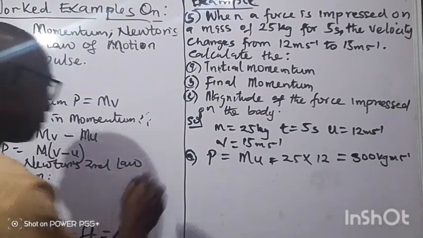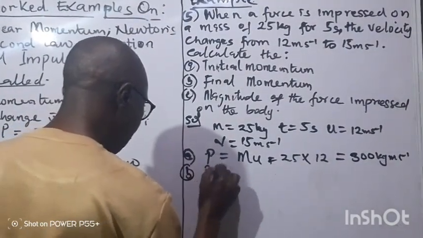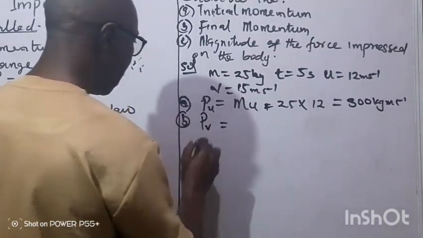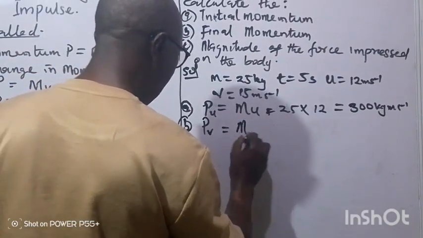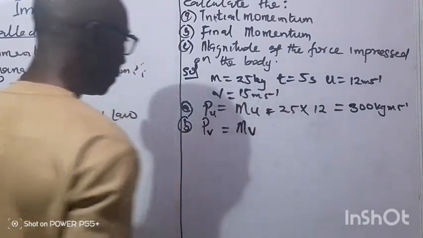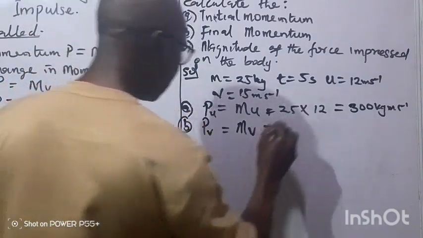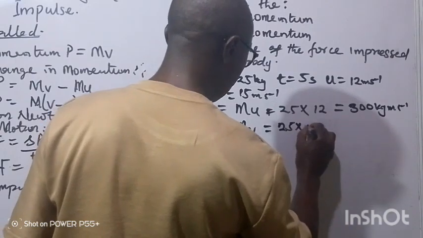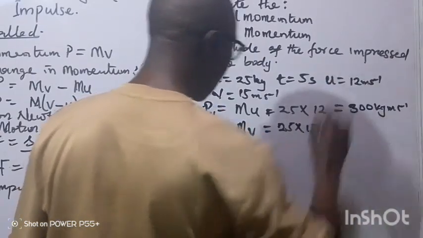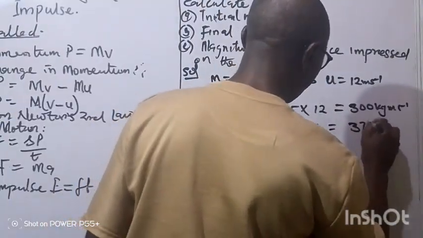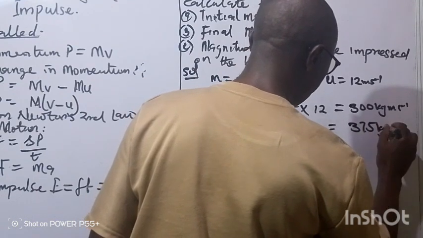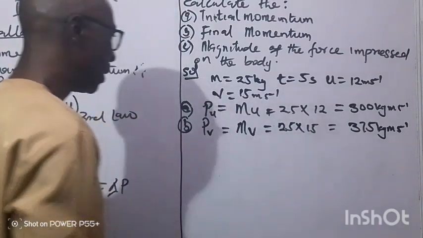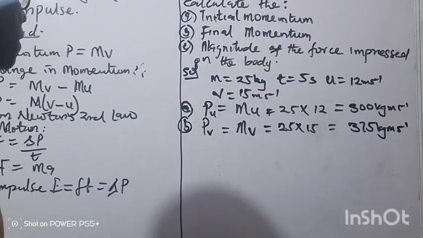B, to calculate the final momentum, P final, that will give us mv. So m is the same, that is 25 multiplied by 15. So this will give us 375 kilogram meter per second.